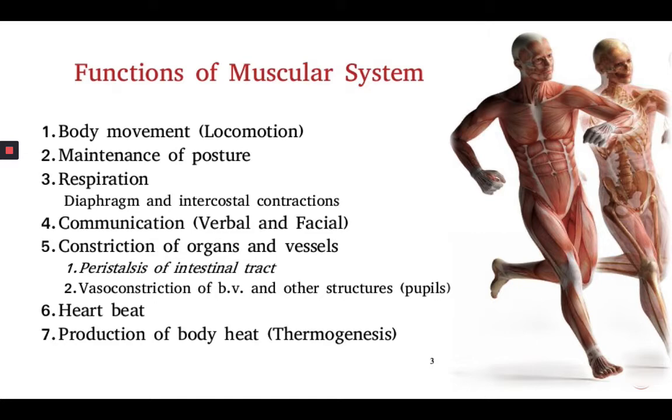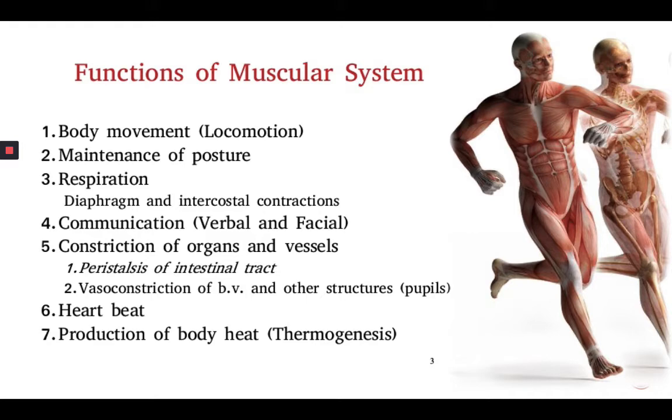Constriction of organs and vessels. As you know, in our digestive system, all the organs are made up of muscles, and they enable the involuntary action. All the things that are happening in the digestive system are composed of the muscles, such as the stomach, small and large intestines. All of them are made of the muscular tissue. And a heartbeat, as you know, our heart is also made up of the muscle, and the beating of the heart also joins the muscular system.